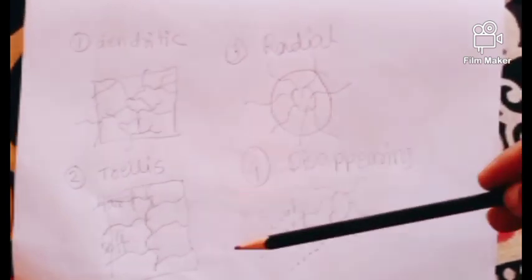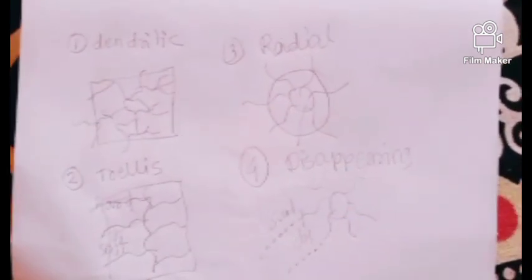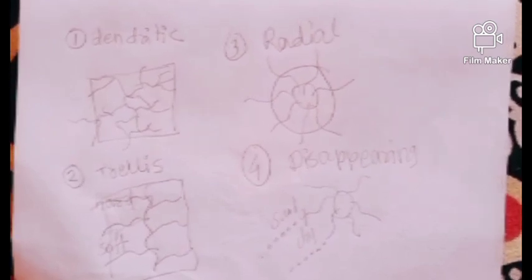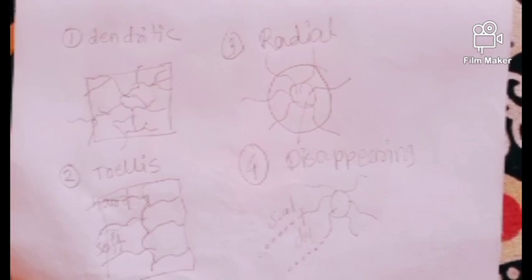But when you write the answers, you should write only the main words like dendritic, trellis, radial, or disappearing. That's all about the drainage patterns formed by the river, and we need to identify them on the given topo sheet.